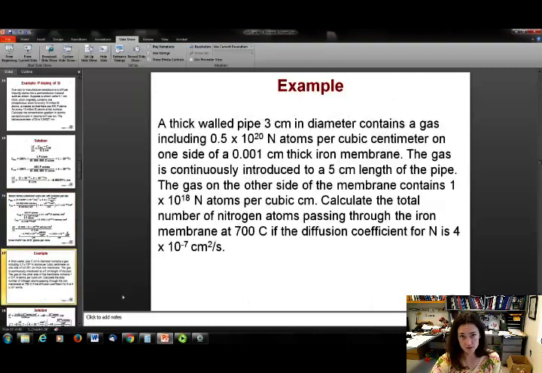Okay, another example problem for you that does the full thing. There we were just calculating the concentration gradient. I'd like to also show you how to do the full Fick's first law problems. So this example problem I also took from your book.